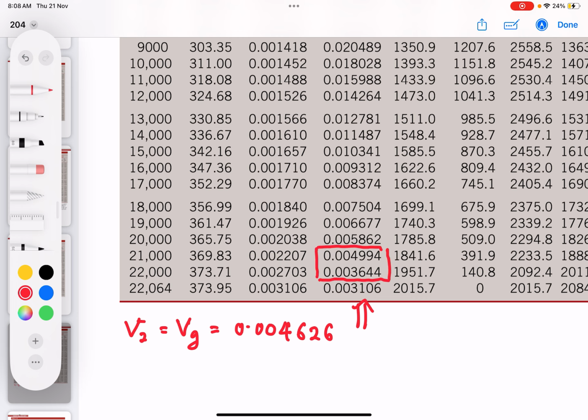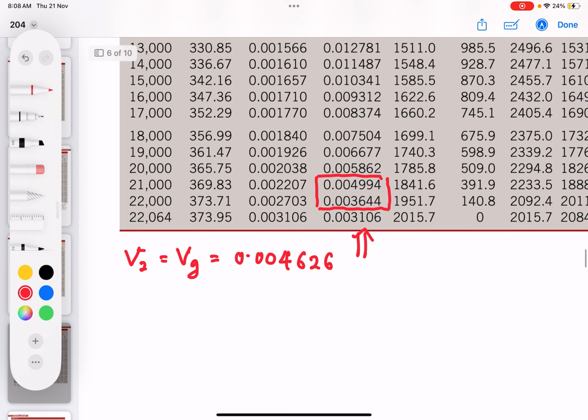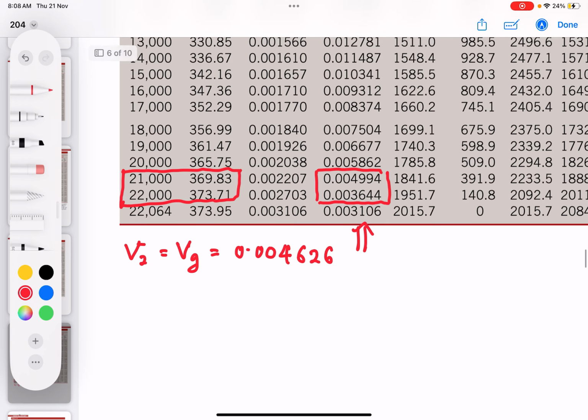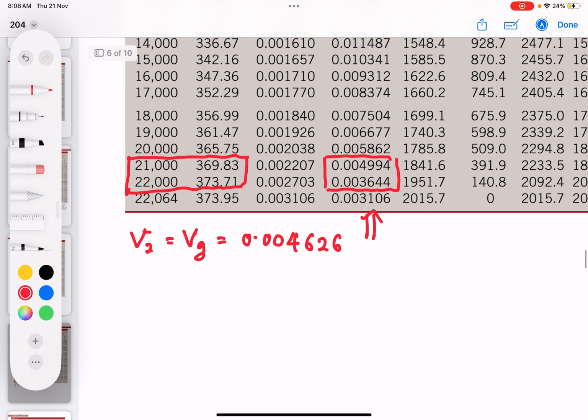Should be located in between 0.003646 and 0.4994. So here, in order for me to get the temperatures and also pressure, I need to use what we call interpolation. So let me show you one example. Let's say I want to find the temperatures.